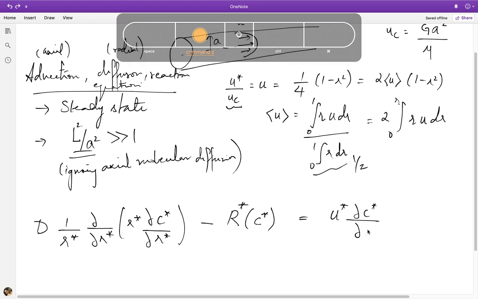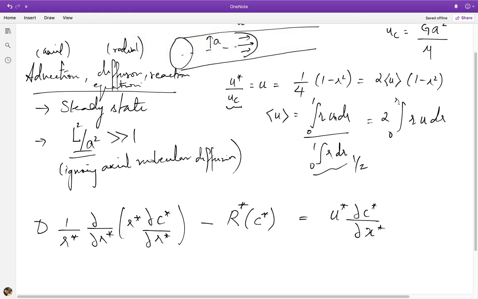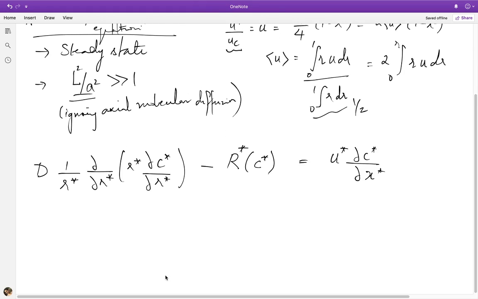Sorry, by ∂/∂x star, where x is the axial direction. Okay. So this is our governing equation, and then we have the boundary conditions, of course. So we say C star at x star equal to 0. So at the inlet, I have a concentration C in, and I just need one boundary condition here in x, having ignored molecular axial diffusion.